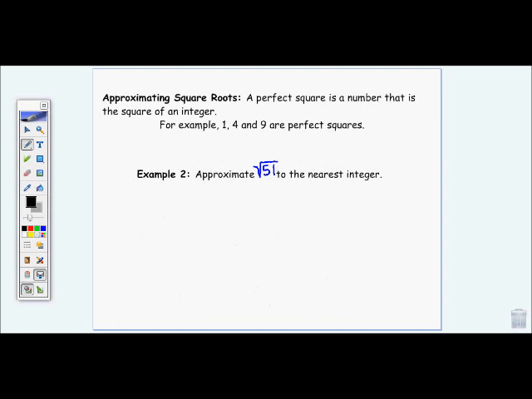Moving on, we're going to learn how to approximate the square roots.